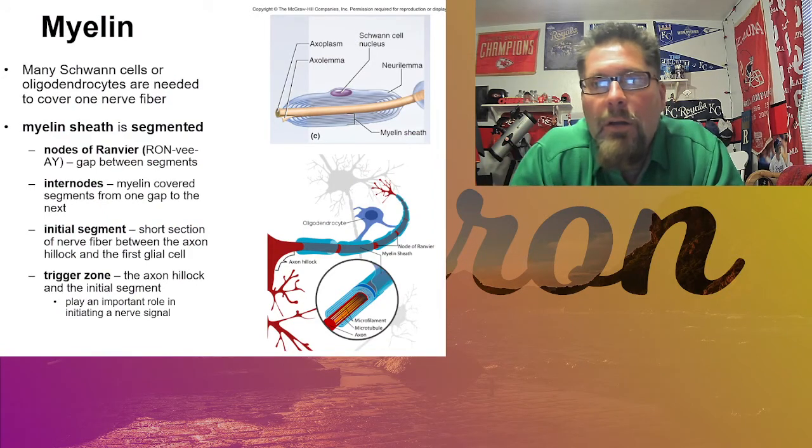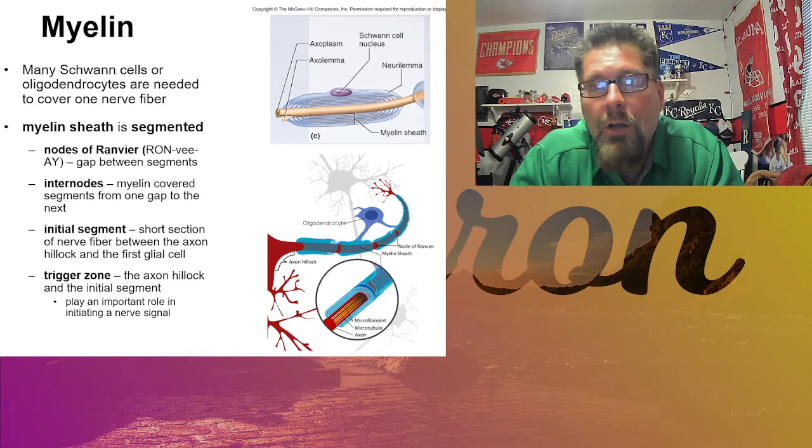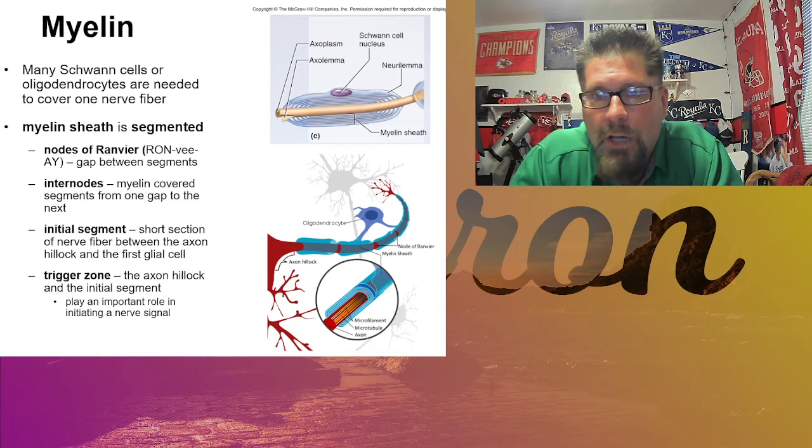Now when we're thinking myelin, you can see here it says that the myelin sheath is segmented. That doesn't refer to the fact that the myelin sheath itself is in sections. It means that the production of myelin sheath around the axon is done in segments. The nodes of Ranvier are the uncovered portion of the axon. There are little gaps in between, and it's the internodes that are the covered section.